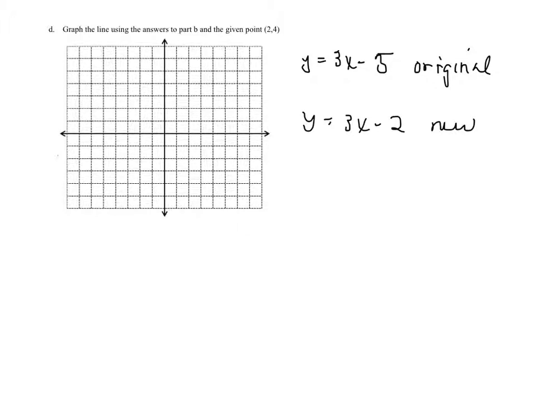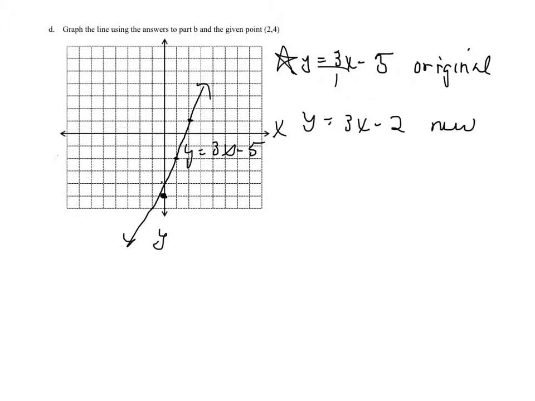So if I want to graph this first one, I'll put a little star next to it since we're graphing it. We're going to start on the y-axis at negative 5. 1, 2, 3, 4, 5. And since the slope is 3 over 1, we're going to go up 3. 1, 2, 3, right 1. Up 3, right 1. I really only had to do 2 points, but let's see if I can connect these dots. Okay, so this is the line y is equal to 3x take away 5.